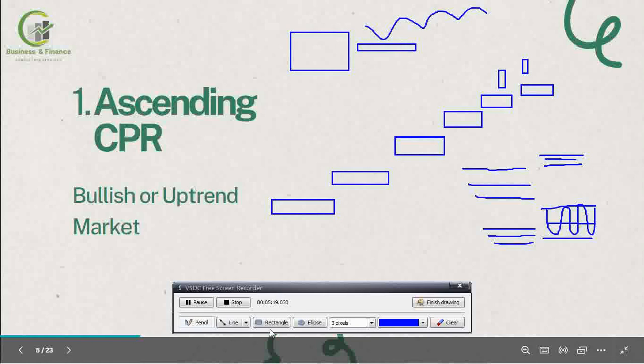Now opposite of this, if yesterday's CPR is very narrow and today's current CPR has engulfed yesterday's CPR, then the market will be range bound. It will remain a range bound market or sideways. So you should avoid trading during these sessions. I hope that you have understood this.